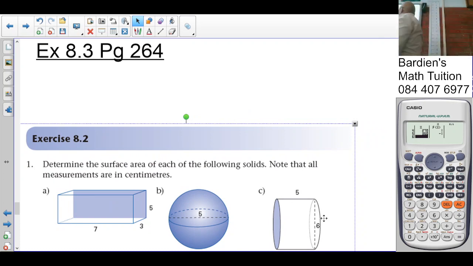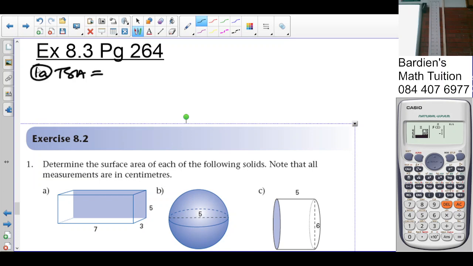Okay, so the first shape is... the question says calculate the total surface area. The first shape is a rectangular right prism. So the total surface area is going to be perimeter of base times height plus twice area of base. So it's going to be 2 length plus 2 breadth times your depth of this object, your perpendicular height, plus twice area of base, which is 2 times length times breadth.